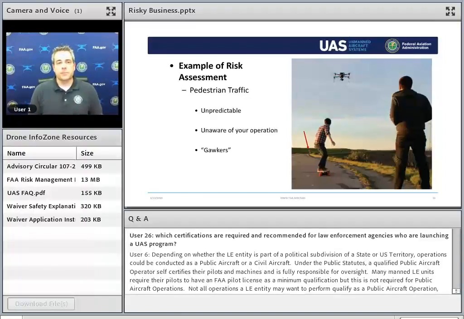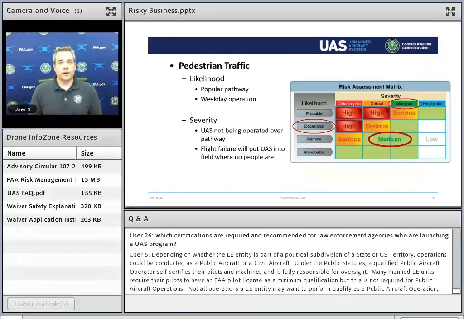So let's go through some examples of risk assessment with some of the hazards that we identified earlier. So one of the hazards is pedestrian traffic, right? So that's a footpath. There's some people biking off in the distance. Pedestrian traffic can be unpredictable. They may be coming down that bike path completely unaware of the operation that you have going on. Or simply based on the operation that you're flying, you may draw people into your area of operation. People say, wow, what is that flying in the sky? I want to go check that out. And they have no idea of the rules.